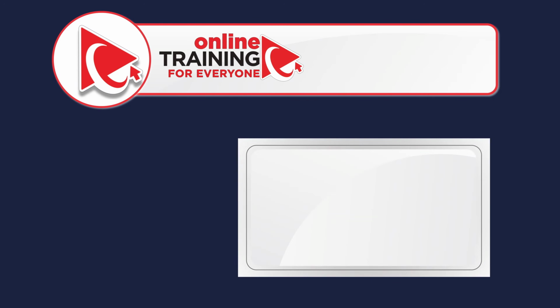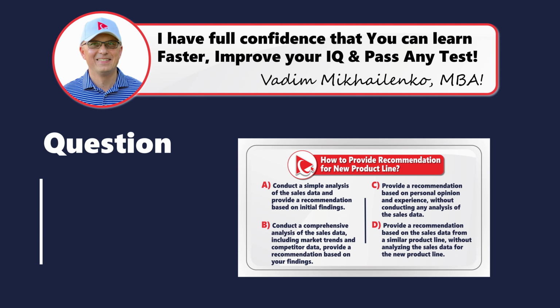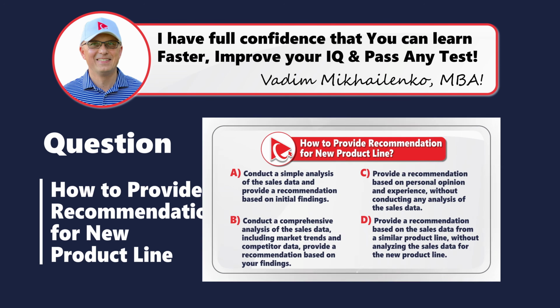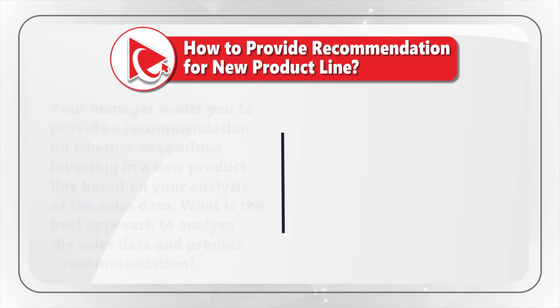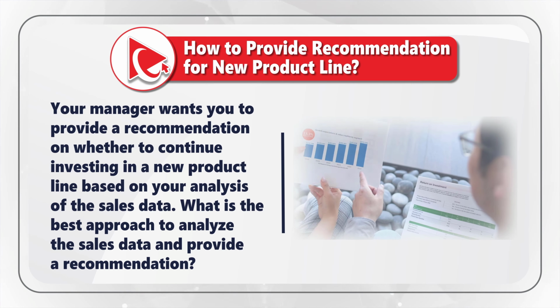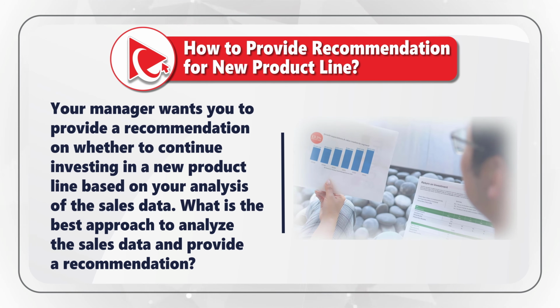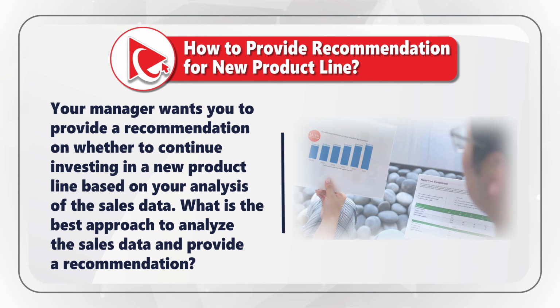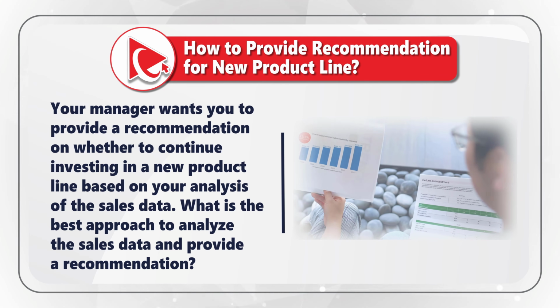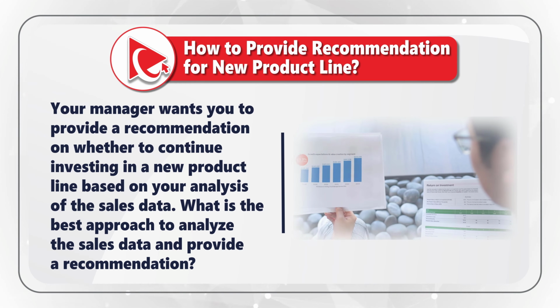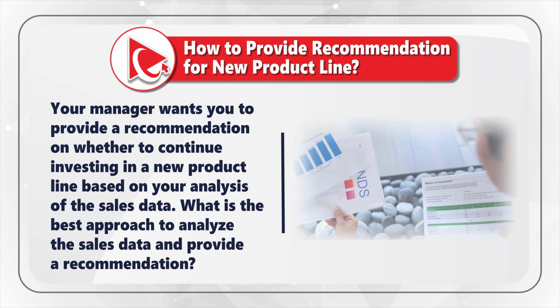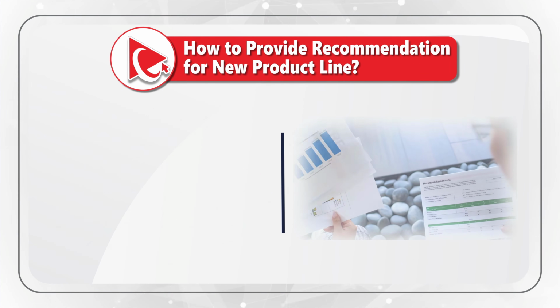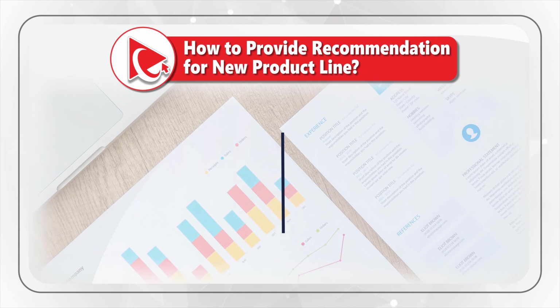Here's a very interesting question on how to provide a recommendation to your manager for the new product line. Your manager wants you to provide a recommendation on whether to continue investing in the new product line based on your analysis of the sales data. What is the best approach to analyze the sales data and provide the recommendation? You're presented with 4 different choices. Let's look at each one of them.